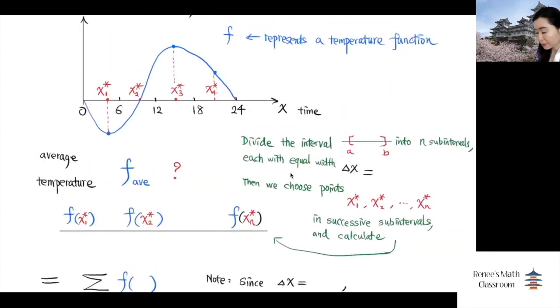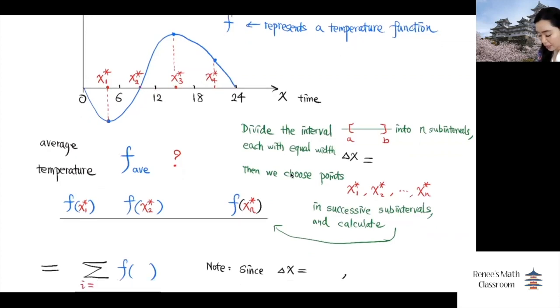For example, I'm going to divide this time from 0 to 24 hours into subintervals. The length of each subinterval will be 6 hours. And in each 6 hours, I'm going to take a reading. So I take this sample point here. x1 star is a time within the first 6 hours. x2 star is a time from 6 hours to 12 hours, etc. So those are the sample points.